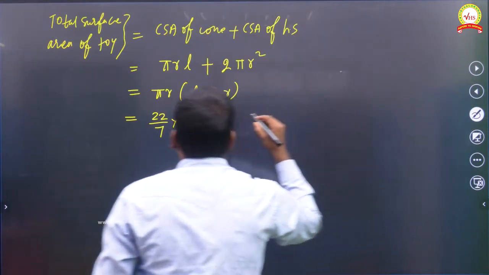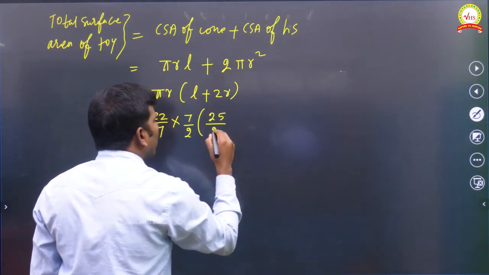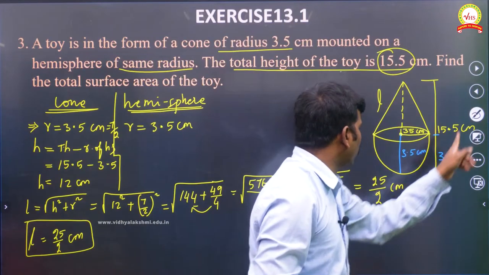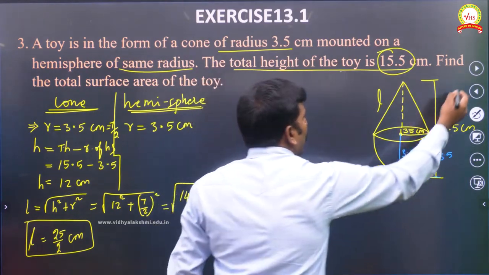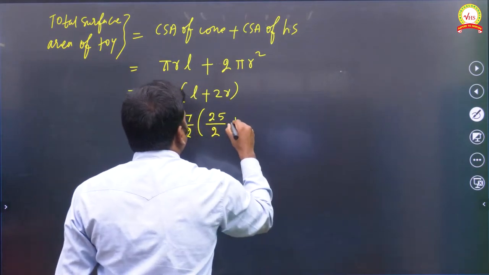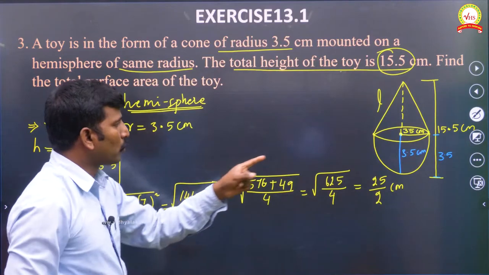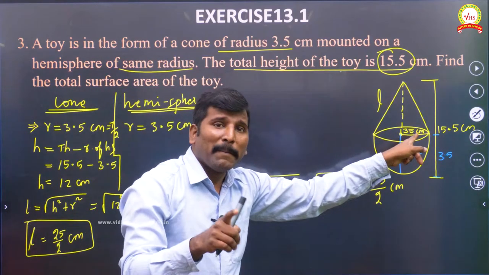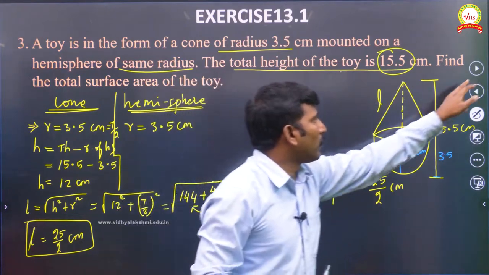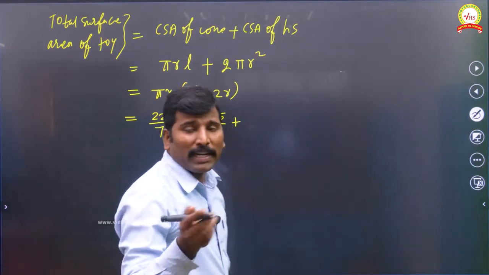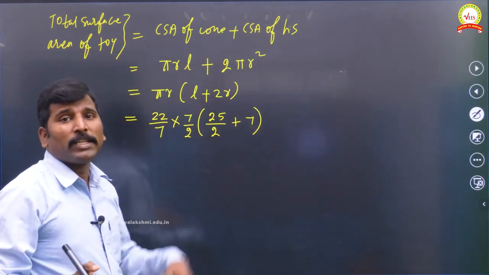Right. Next, the l value we got, what is that? 25 divided by 2. We found that answer: l equals 25 by 2. And next, 2 times the radius. 2 times the radius in the sense 3.5 twice. But 3.5 plus 3.5, that is 7 centimeter. Directly I'm writing 7. I'm not writing 2 into 3.5. 3.5 plus 3.5, that is 7.